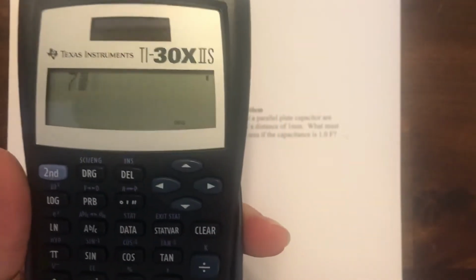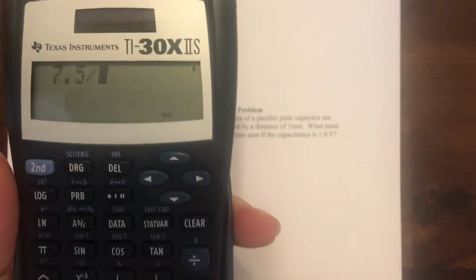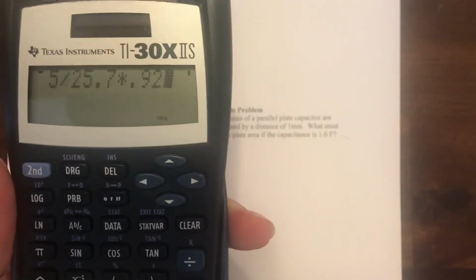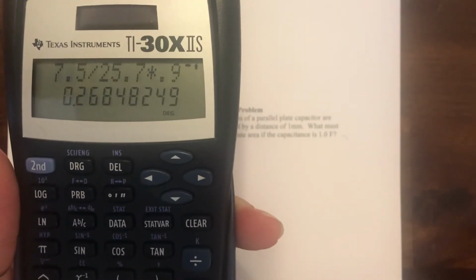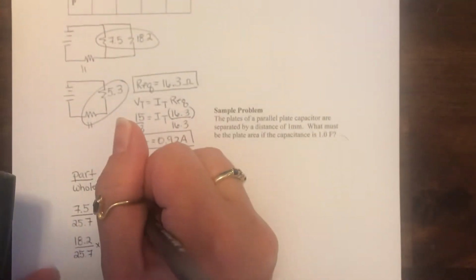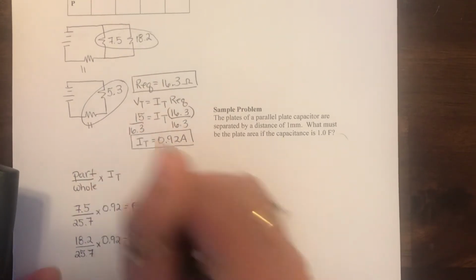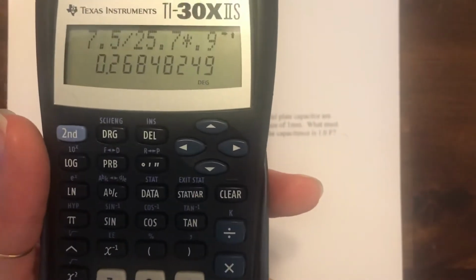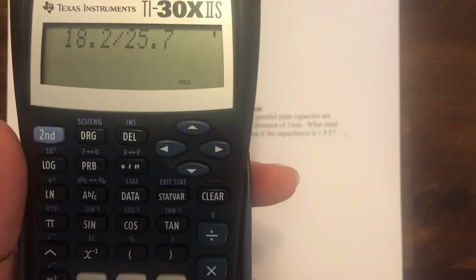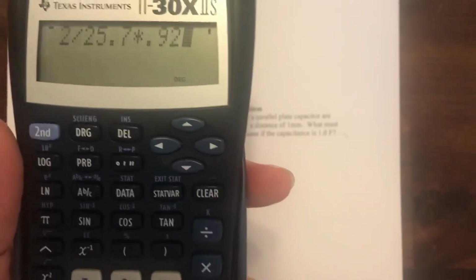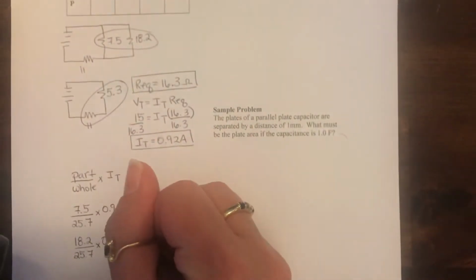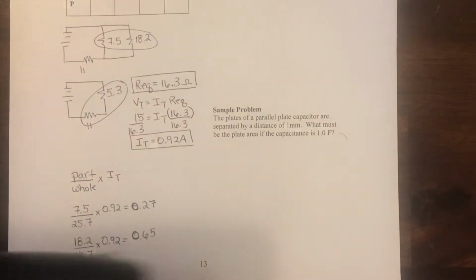Okay, so let's do some math here. Let's do 7.5 divided by 25.7 times 0.92. Okay, let's round up and call that 0.27. Okay, and then we'll do the same thing here. We'll do 18.2 divided by 25.7 times 0.92. Okay, let's round that and call this 0.65. Now you might be saying to yourself, we're done.